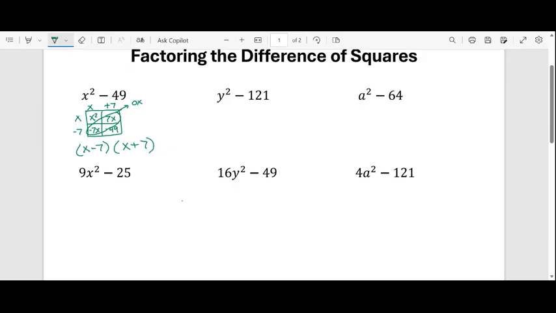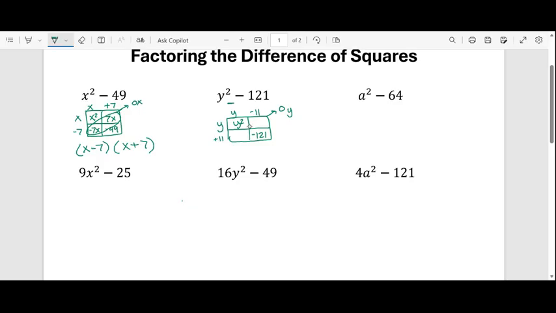This one has y instead of x, but it's the same process. So there's nothing in the middle, meaning that my center values are going to add up to 0y, because we're working with y's. My y squared always goes in the top, and then my number always goes in the bottom. To get y squared, I multiplied y times y. And then I want the same number, different signs, so one's positive and one's negative, to multiply to negative 121. These numbers will cancel out. They are negative 11 and positive 11.